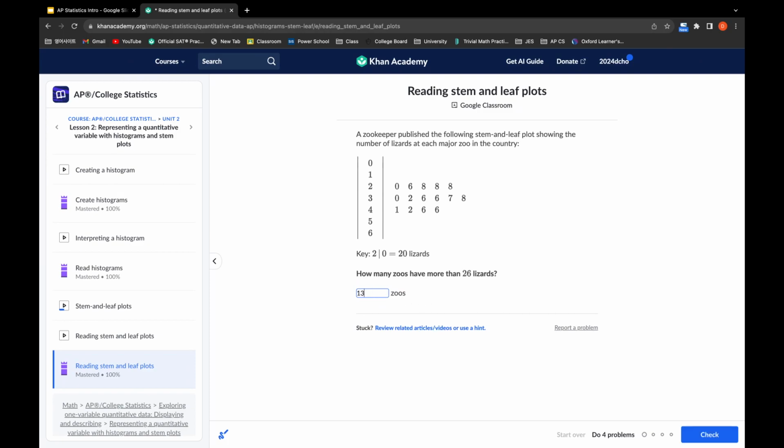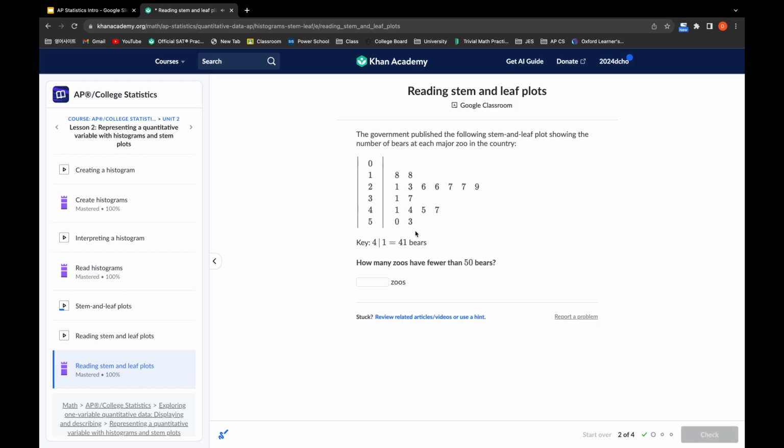For the AP Statistics exam, it's really important to read the question multiple times, because they might ask something like more than 26, or they might ask something like more than or equal to 26. So you have to be careful of inclusive and exclusive variables. If we check the answer, we got it correct. Let's try another one before we move on to our next one-way variable data.